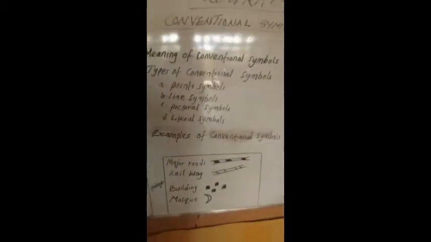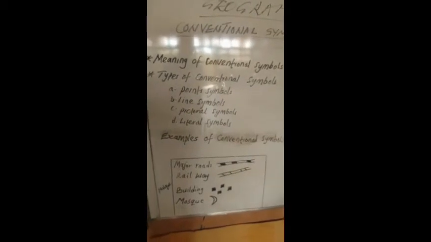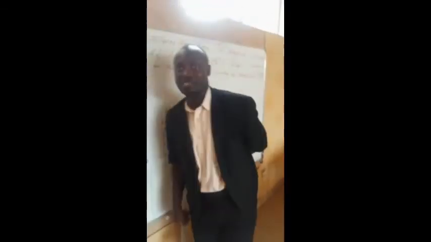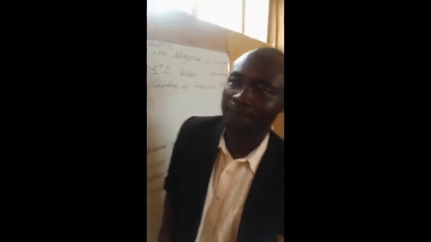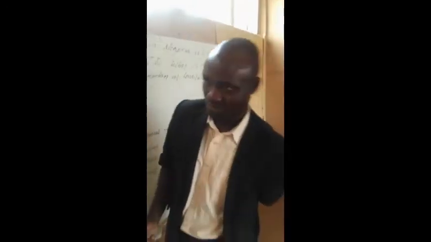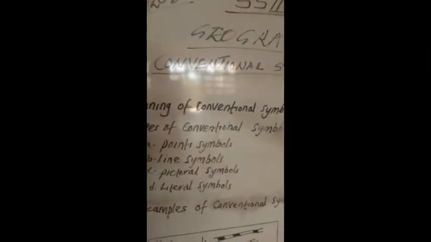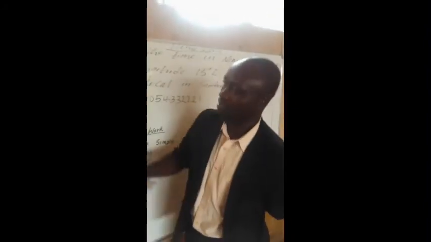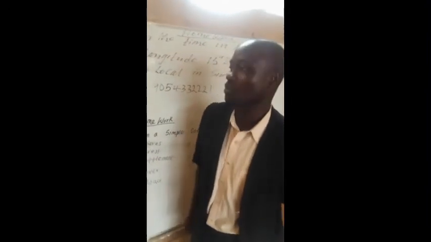Now, without wasting our time, let's start from the meaning of conventional symbols. What are conventional symbols? Conventional symbols are various sign symbols that are used on a map by the map makers. I take it again. Conventional symbols are symbols that are used by the map maker on the map. These conventional symbols are used to represent both natural and man-made features on the map. That is to say, the physical features and natural features.